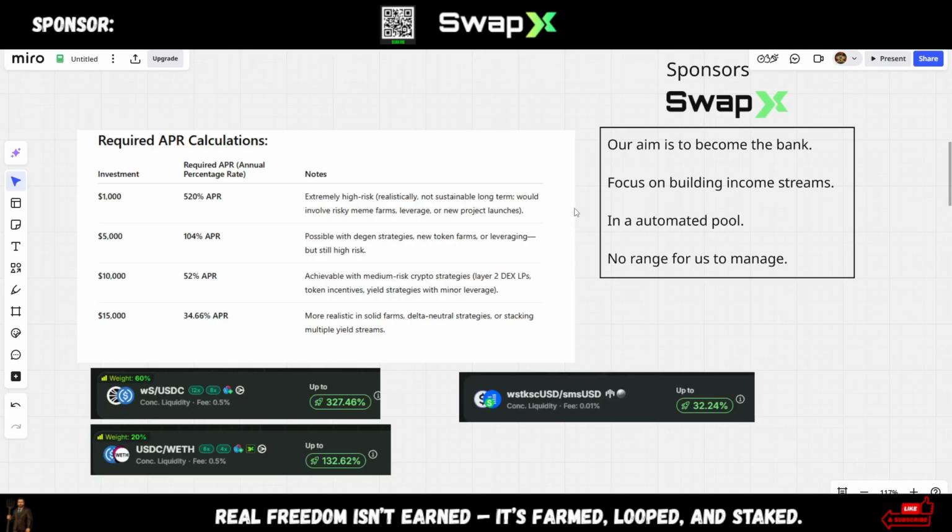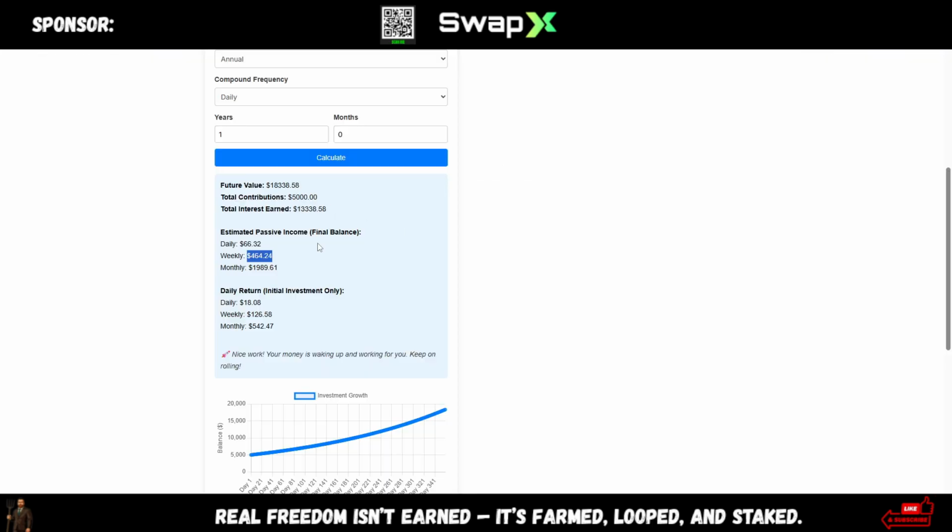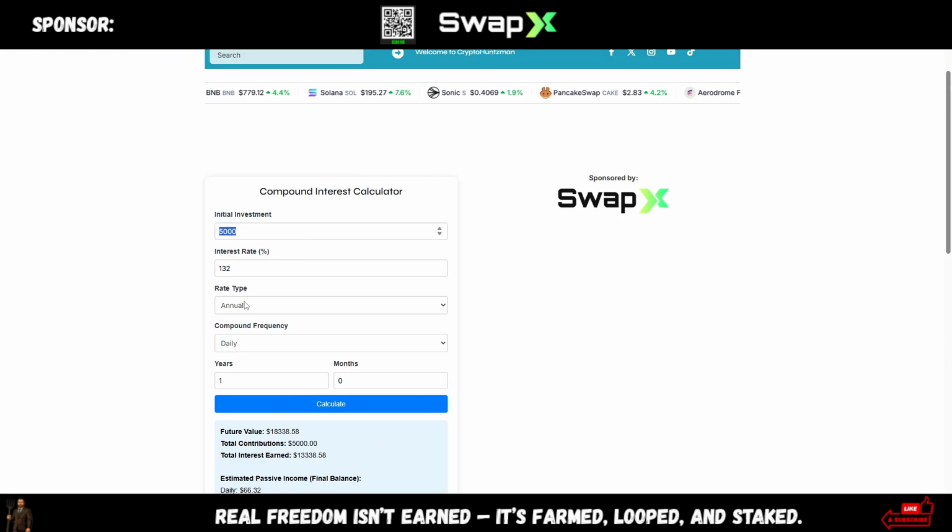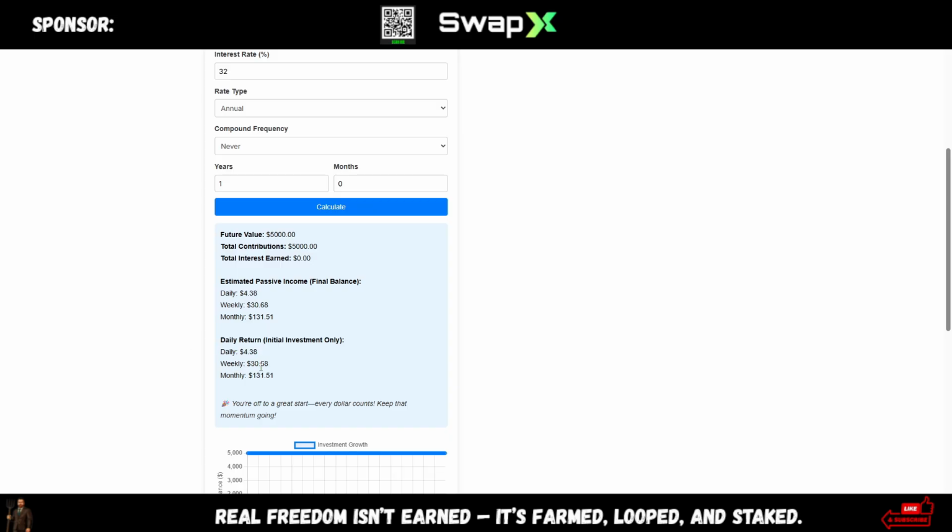And we have one more position that I was looking at, which is a stablecoin position, and it's 32%. Now this is going to be much lower returns, obviously, but this is where we could potentially change our actual deposits. So we'll just work with 32% first. We're not compounding again. So with 5 grand, we're going to be earning $30 a week. And again, it's roughly $4 or $5 almost every single day.